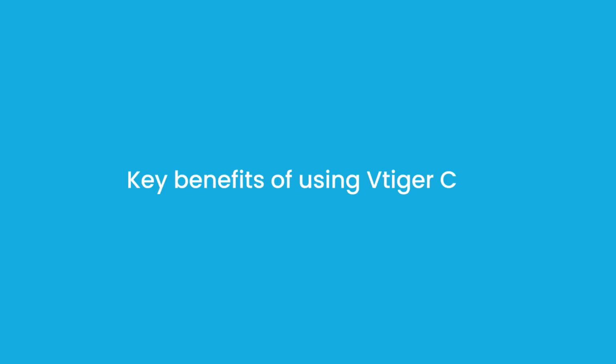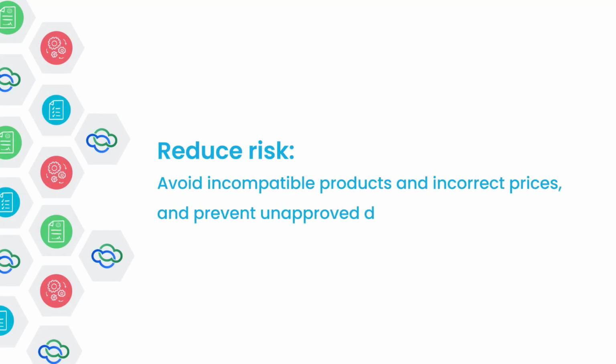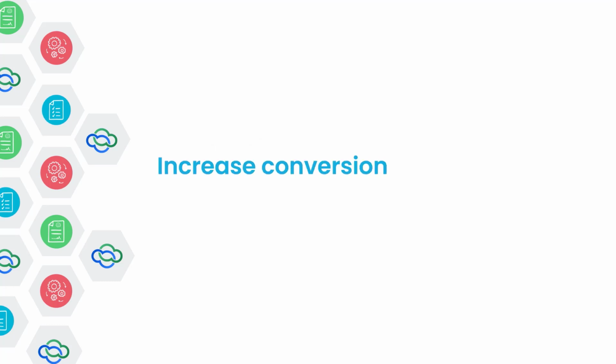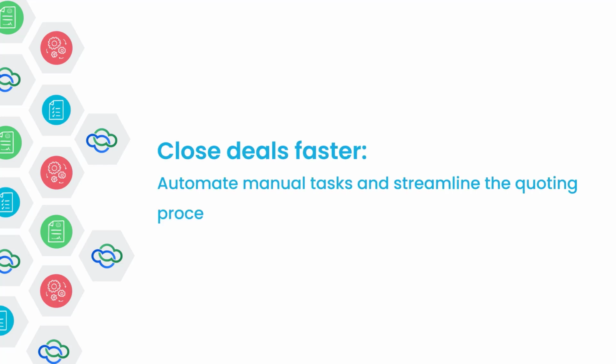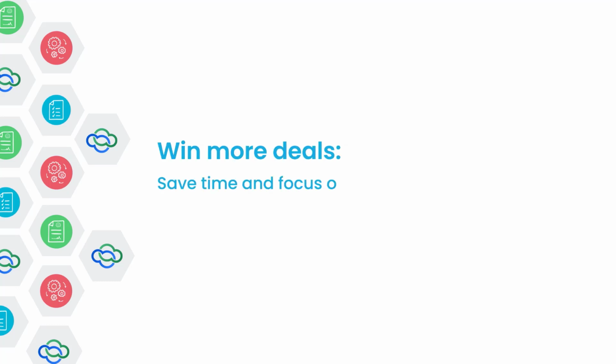Let us look at some of the key benefits of using Vtiger CPQ. Reduce risk. Avoid incompatible products and incorrect prices and prevent unapproved discounts. Increase conversion. Be the first to send quotes and win more deals. Close deals faster. Automate manual tasks and streamline the quoting process. Win more deals. Save time and focus on prospecting for new opportunities.